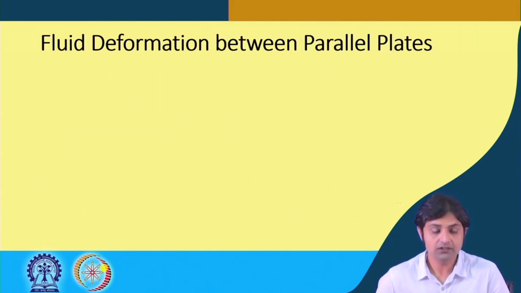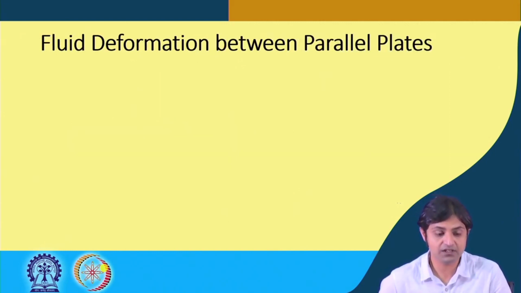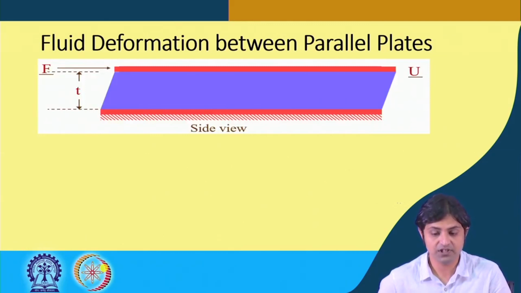So proceeding to our next topic of the fluid properties, it's important to note that we define fluid as something that deforms. So we will see an example of fluid deformation between parallel plates. This is the side view where a force F is applied and the upper plate starts moving with velocity u, and the total thickness is denoted as T.